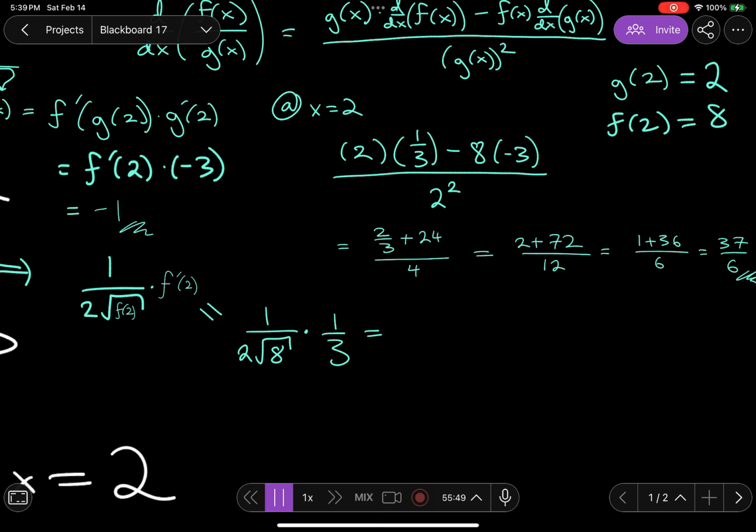All right, so what is this? It's going to be 1 over, don't tell me, root 8 is 2 root 2. So I got 4 times 3, 12 root 2. There you go.